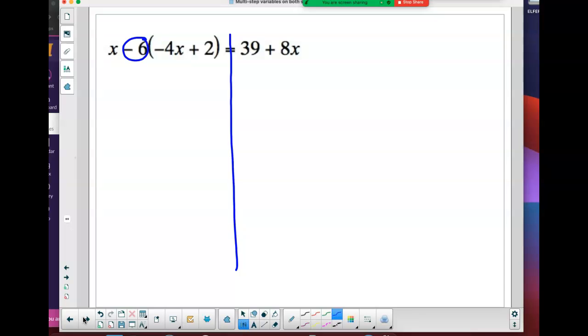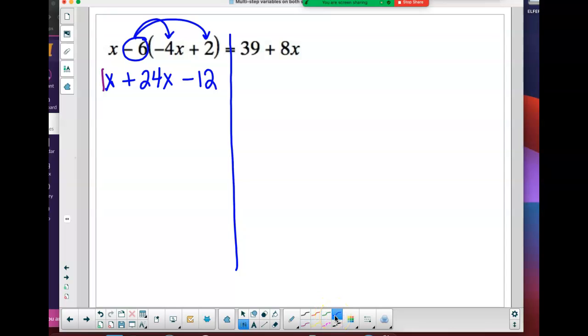So when we distribute, we have the x, which stays there. Negative 6 times negative 4 is positive 24x. So plus 24x. And then negative 6 times 2 is negative 12. So minus 12. So that makes sense to everybody. Okay, don't forget, you can put a 1 in front of this x even though we don't see it.